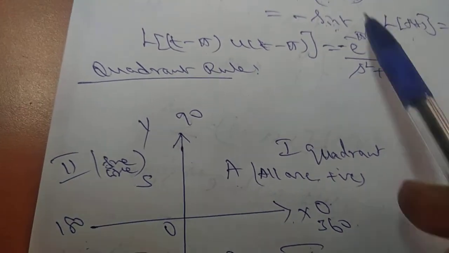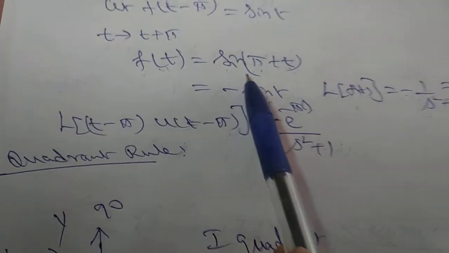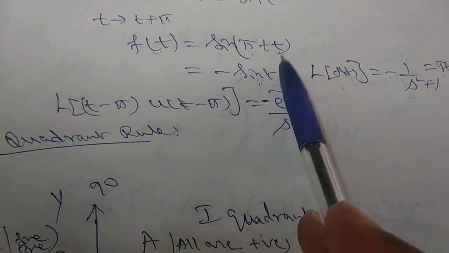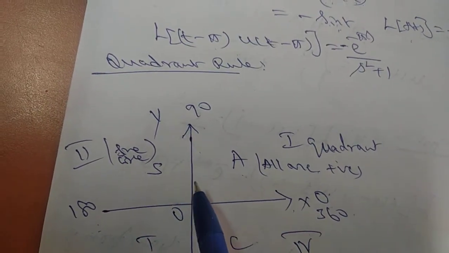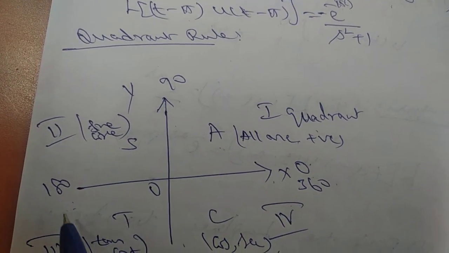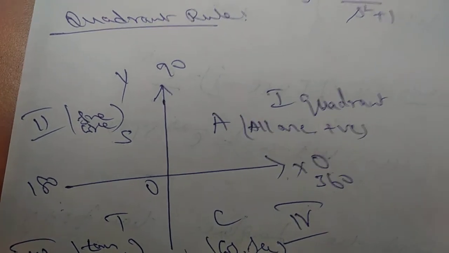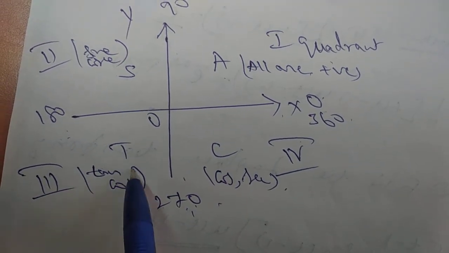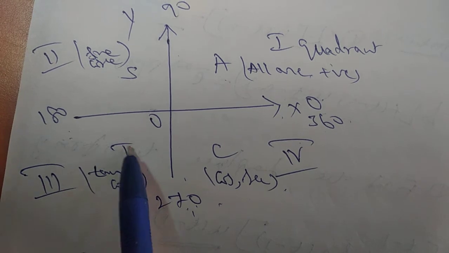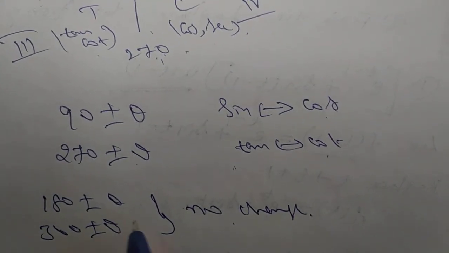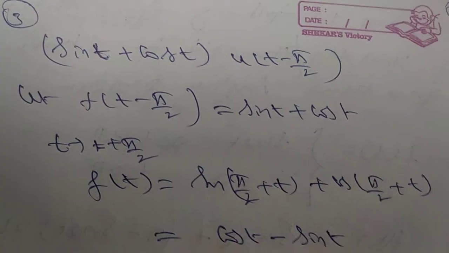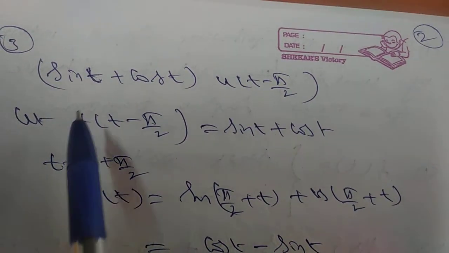So previous problem, sin 180 plus theta. So 180 plus theta, which quadrant is it? 180 plus theta is the third quadrant. So in the third quadrant sine is negative, and for 180 plus theta sine means sine only. There is no change.